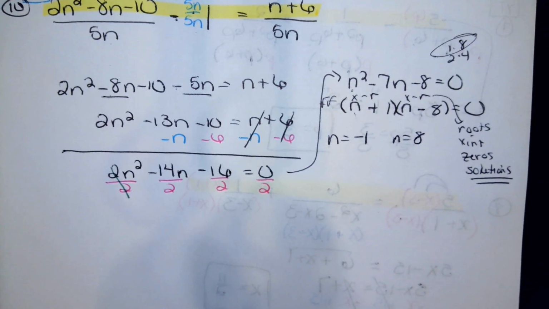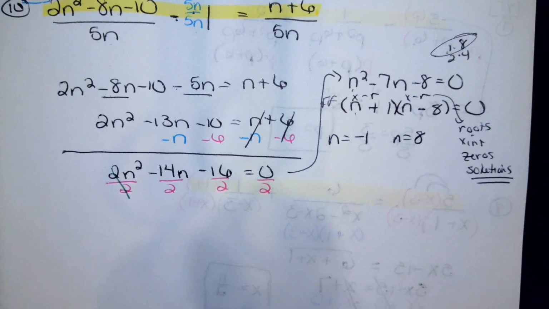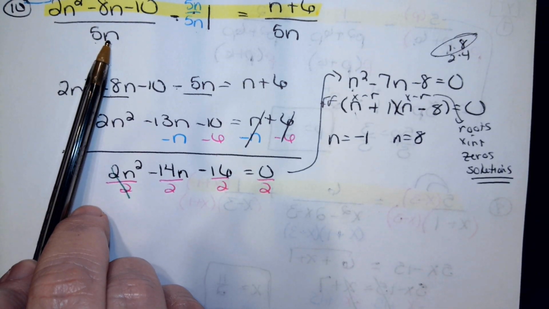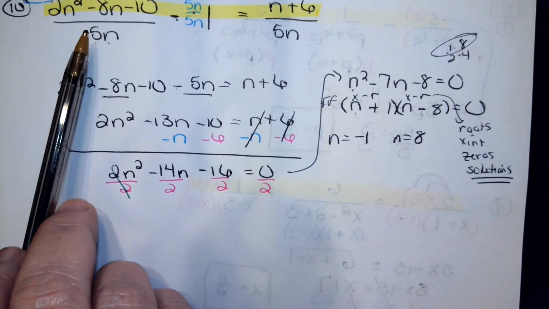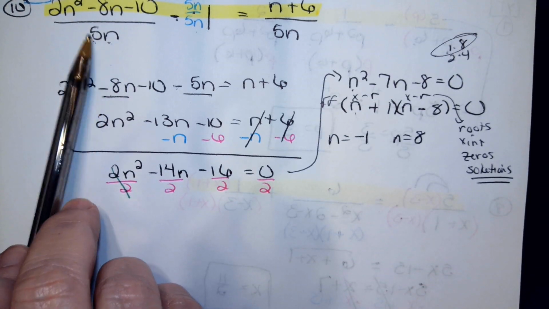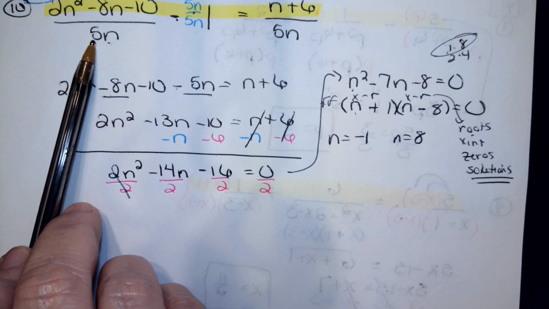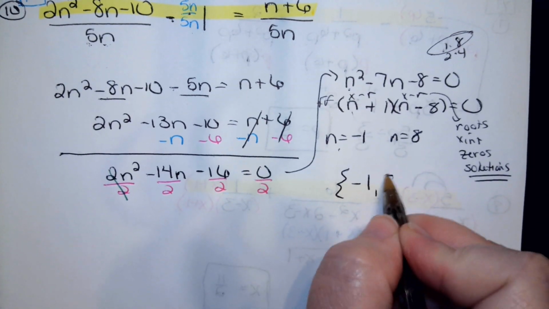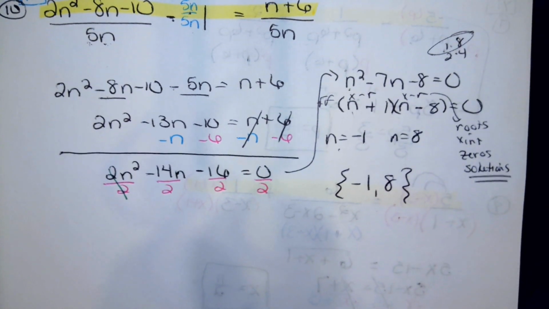Now, since this was a quadratic, we want to make sure that we verify our solution. So if we say 5 times negative 1, is that going to give us a 0? No. If we say 8 times 5, is that going to give us a 0? No. So both of these happen to be our solutions. So negative 1 and 8 are the solutions.